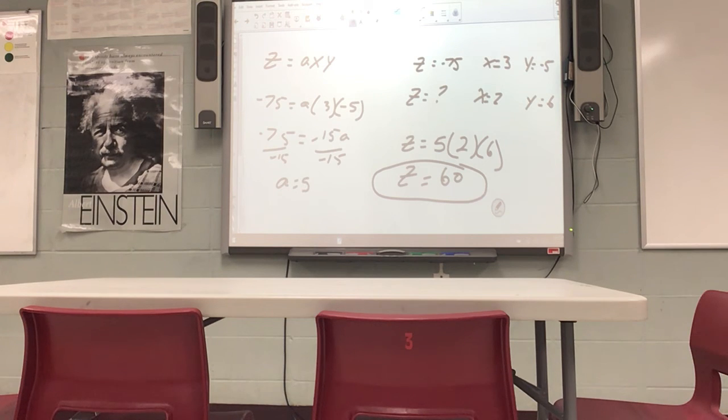Okay, so that's it for today's stuff. Tomorrow you're going to have an assignment over variation, and it's going to be pretty simple. It's not even going to get into the joint, which is the last thing we did there. It's just going to be mostly inverse. There'll be 1 or 2 direct on there, but it's mostly going to be inverse.